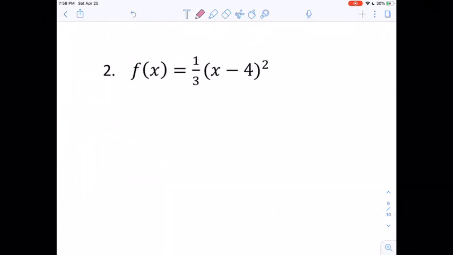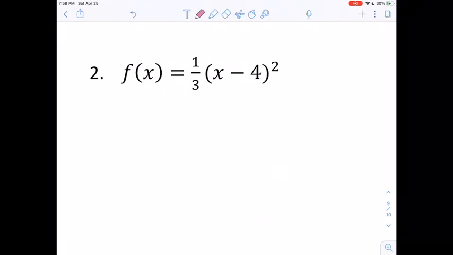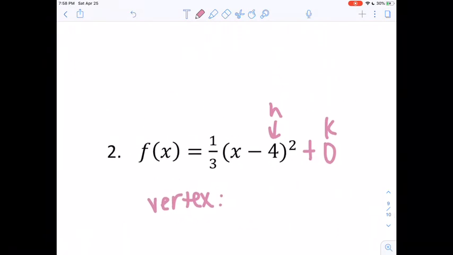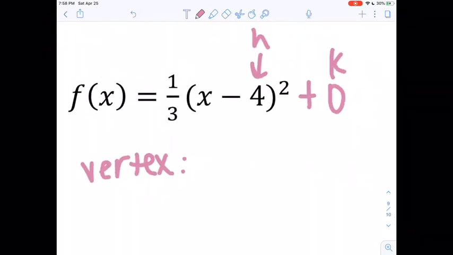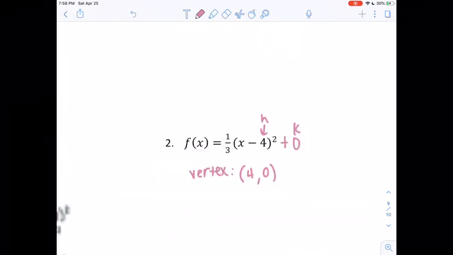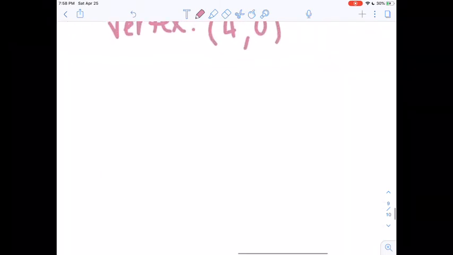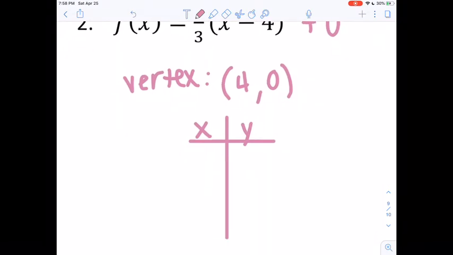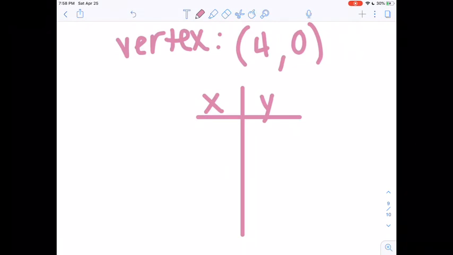So I'm going to do the same process here with number 2. So my vertex, here's my H, here's my K. So my vertex is, it's the opposite for H, so this is positive 4, comma 0. And I'm just going to pick my 2 points before I start plotting everything. Just do numbers consecutive to the x value of your vertex. So I'm either going to do 5, 6, or I'm going to do 3, 2. I'm just going to do 3, 2.